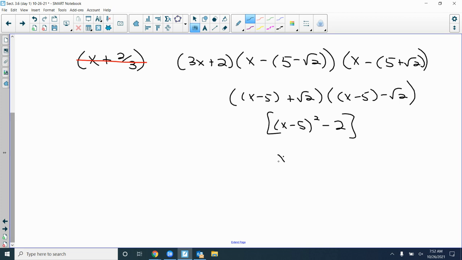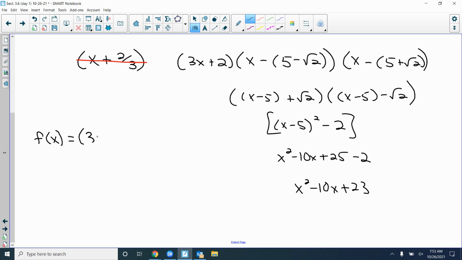So that's going to be x squared minus 10x plus 25 minus 2. And then those combine to give me x squared minus 10x plus 23. All right, so at this point, you get 3x plus 2 times x squared minus 10x plus 23. I'm not going to go through the multiplication of this. You guys can do that. But I do want you to multiply it out. I'm not going to write the whole thing out.